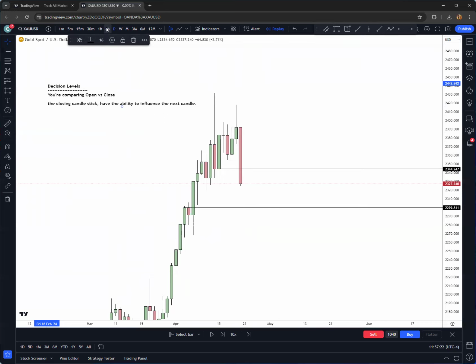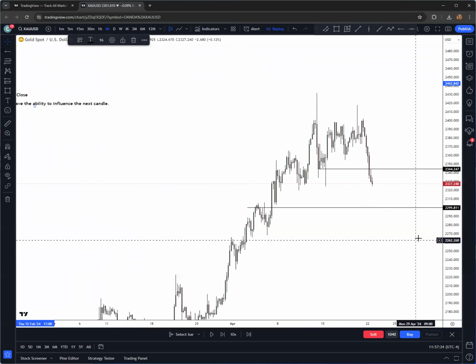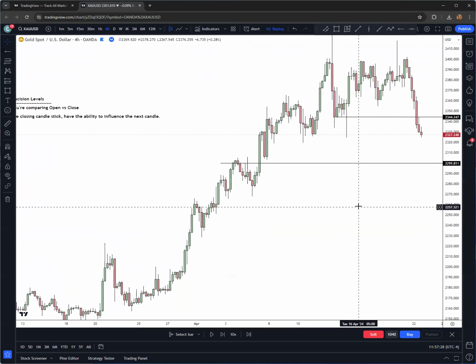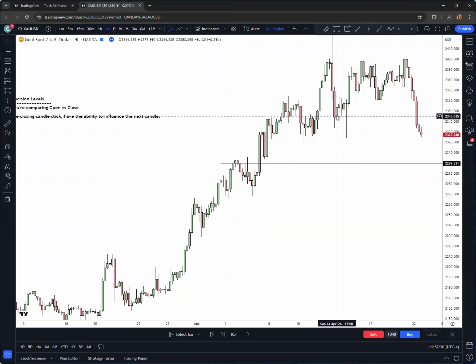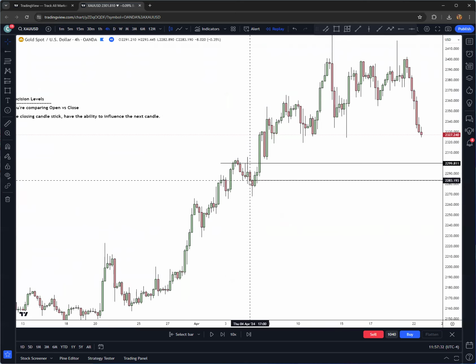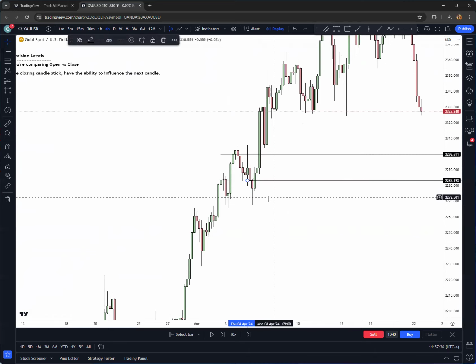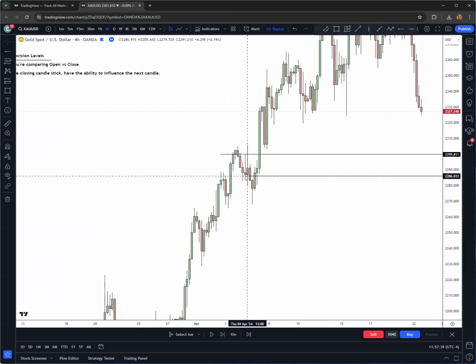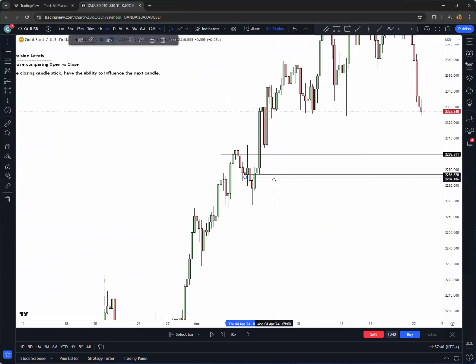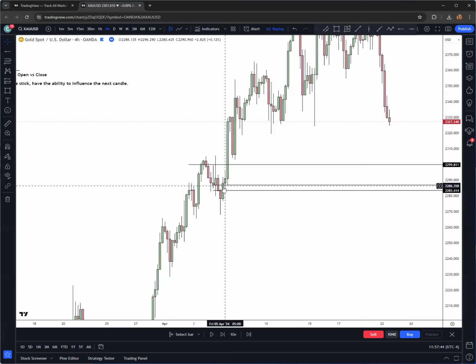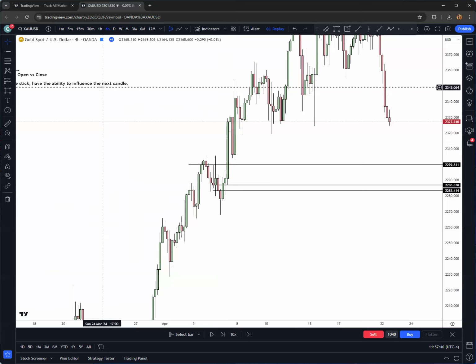So let's go to H4. And we're going to mark out and refine. So this is how I refine decision levels. So this here is the rally decision to take the price up. There is a drop decision here. So in between these two areas here, it's a possibility that you could catch price.